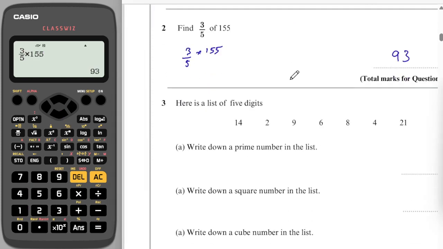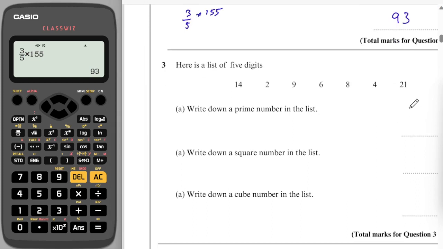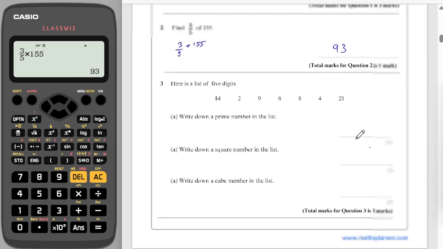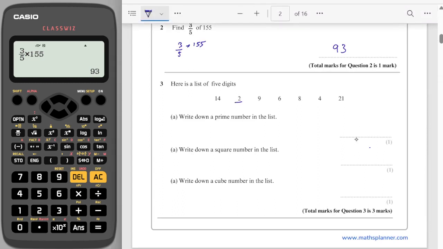Question 3: here is a list of 5 digits. Write down a prime number from the list. Let's just make sure I've got the form. Well, 2 is a prime number, so I'm going to go for 2. Let's double check, are there any others? I can't spot any others. 14 is in the multiples of 7, 3, 3, 2, 2, and 7, so 3 is my only one.